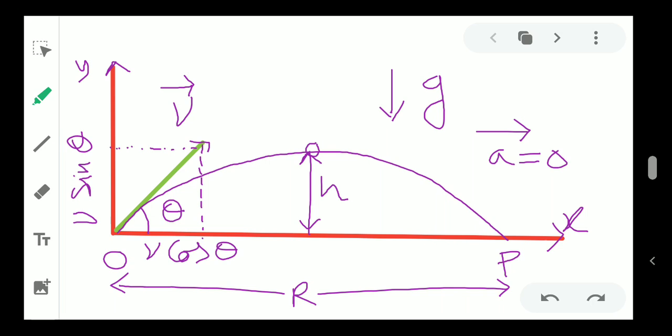So you can see that if there is no other acceleration in the x-axis, this v cos theta will not change. That means at the point of the initial launch, the whole time, and also the point of just reaching the impact, this x component of velocity will always be constant. Okay, so now we can equate two different motions.